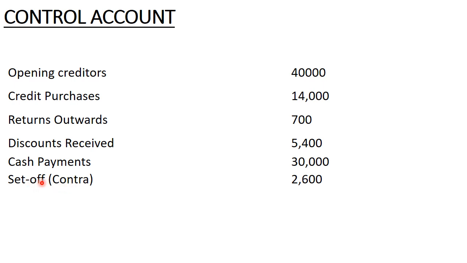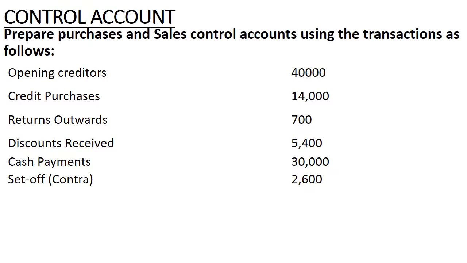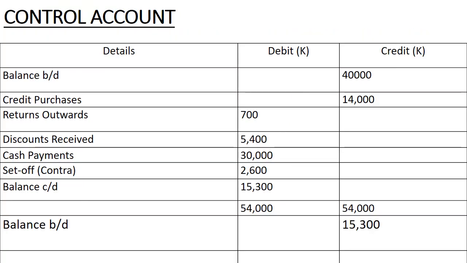So set off or contra is, like I said, when you are the buyer and the seller to the same company or business. Okay, let's see how to enter these transactions in the purchases ledger control account. Okay, so these are the entries.